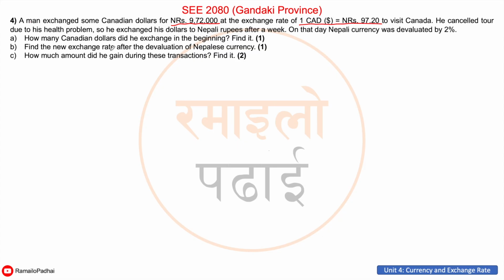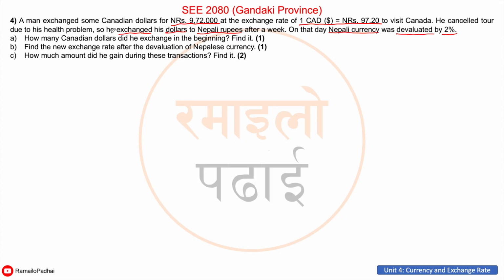Now he cancelled the tour due to his health problem, so he exchanged his dollars back to Nepalese rupees after a week. On that day, Nepali currency was devaluated by 2%. Devaluation of Nepalese rupees by 2% means 1 Canadian dollar will give 2% more than 97.20.